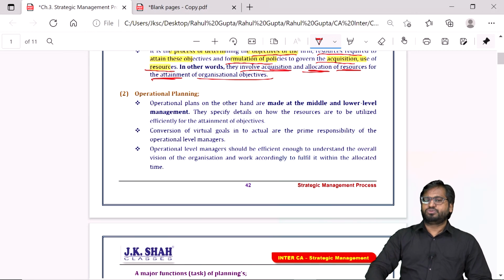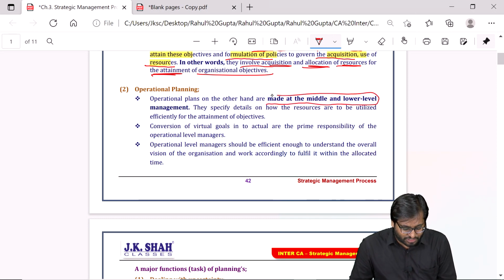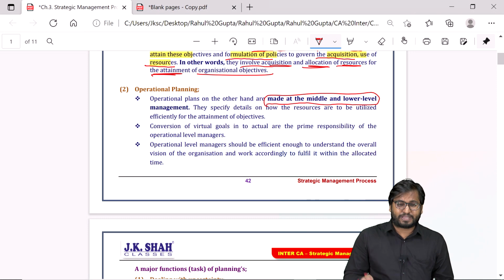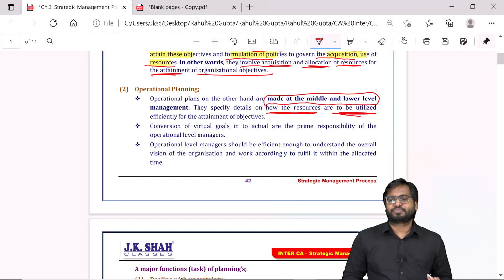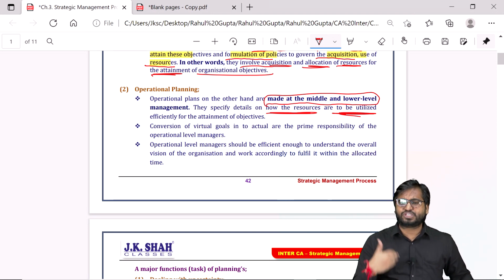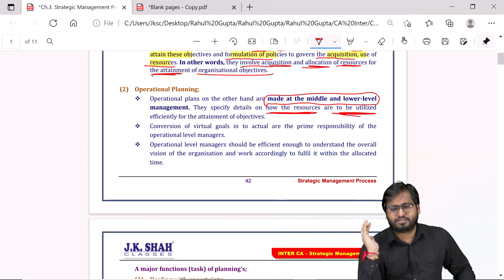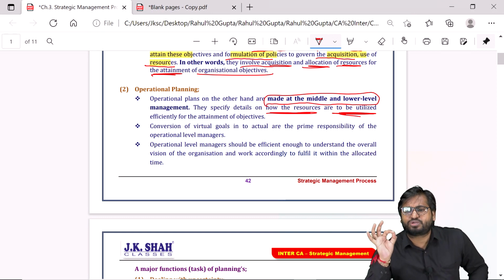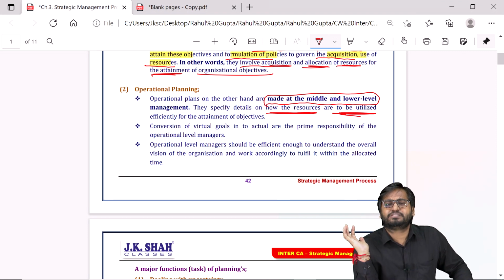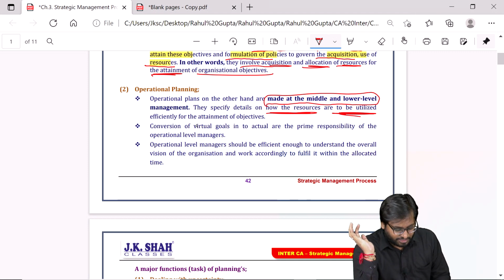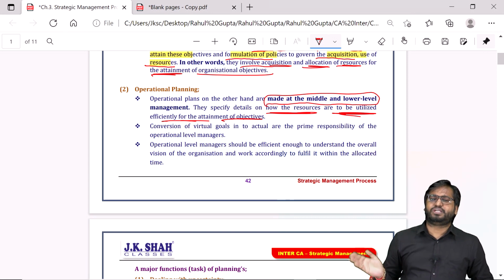Now let's talk about operational planning, made at the middle and the lower management. They specify the details of how the resources are to be utilized. Top management will arrange for the resources. They will formulate the policies. But who is going to use the resources? The lower level management, the employees, for the attainment of objectives. They will be utilizing the resources efficiently and effectively.